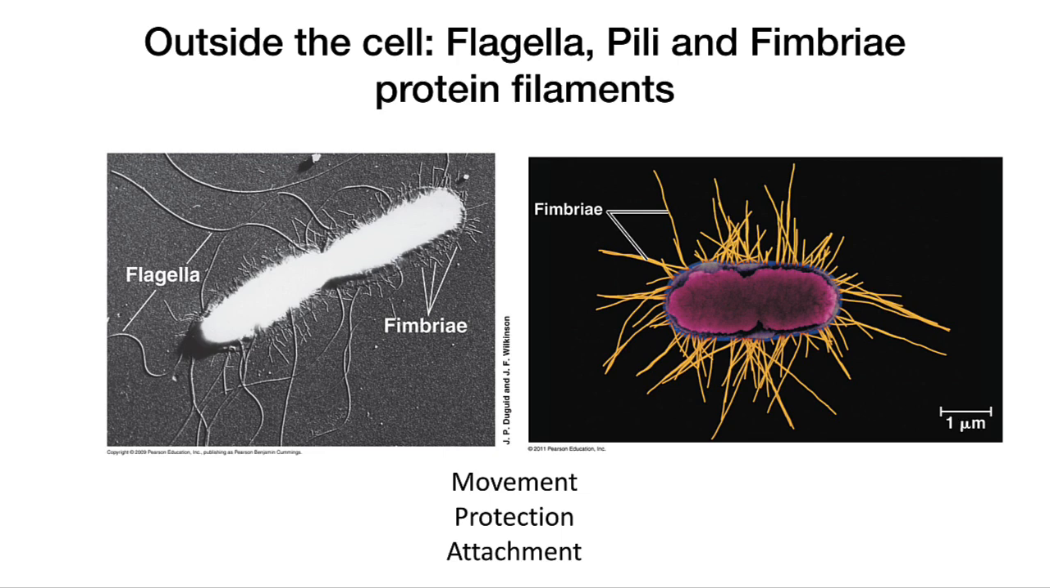Flagella are organs of motility and help to move cells through liquids. Pili can have several functions. They can help to exchange DNA between cells, or they can serve as organs of motility. And finally, pili and fimbriae can also serve to attach cells to surfaces and to protect against predation. You can imagine with all these fimbriae sticking out, it would make it more difficult for a predator to consume a bacterium.